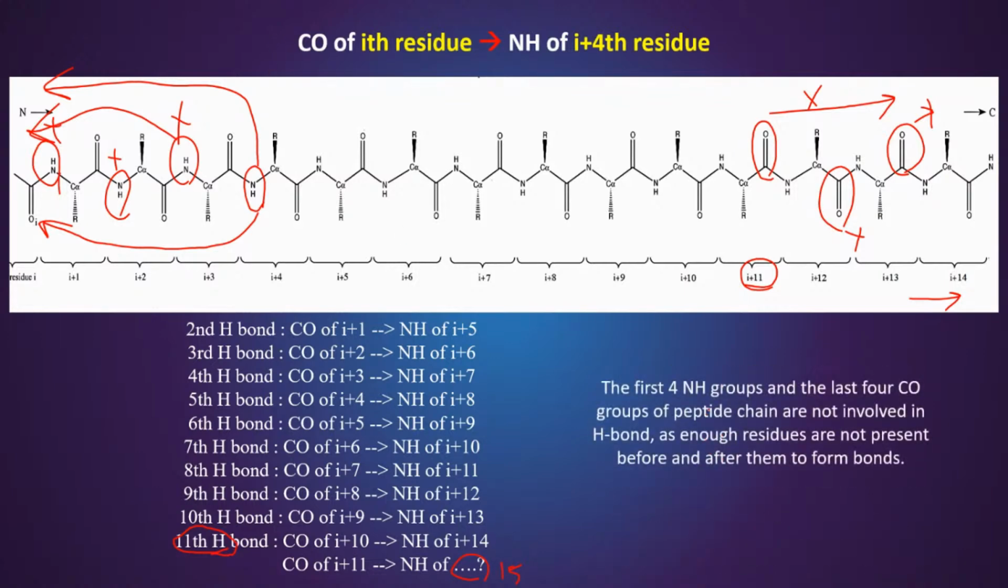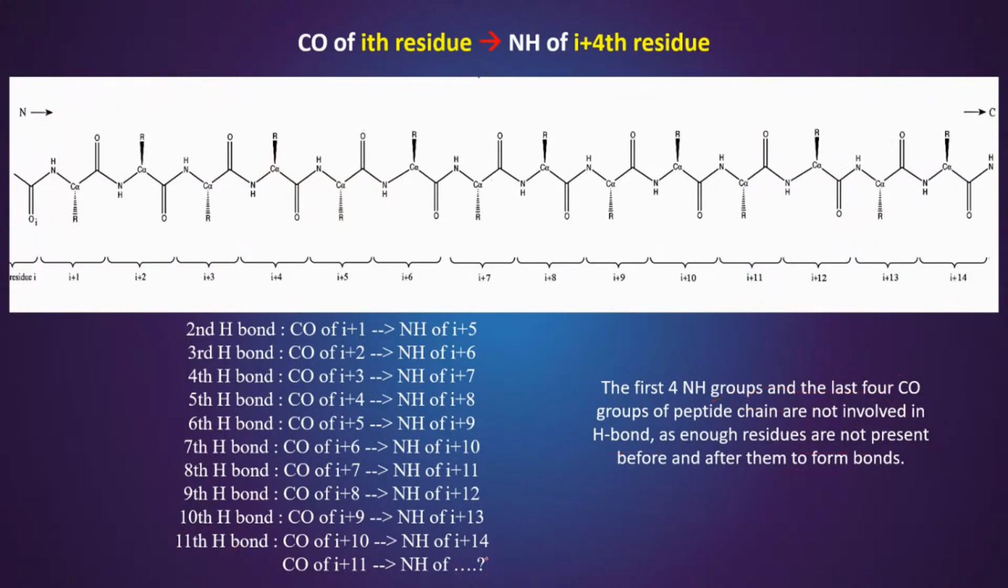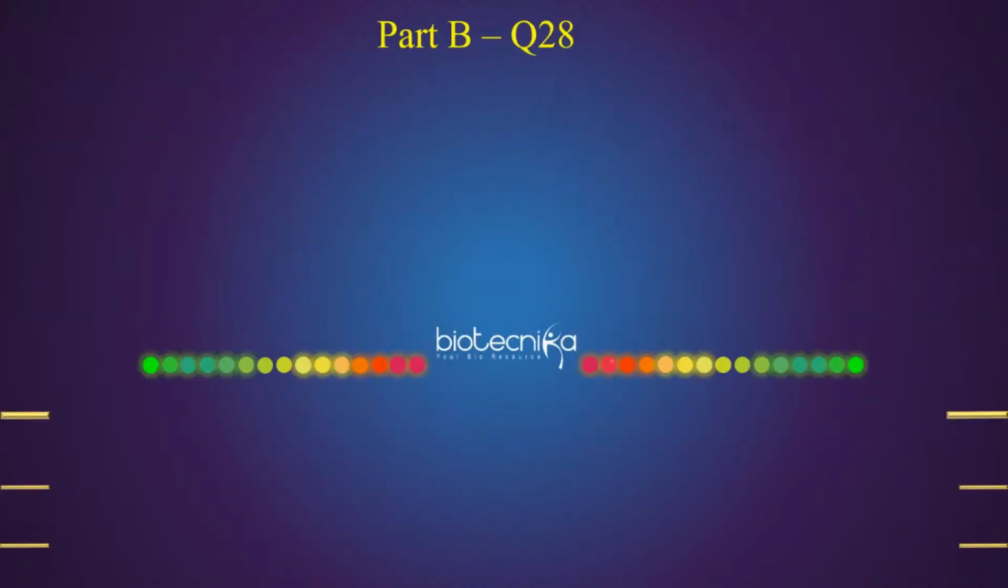So remember, the first four NH groups and the last four CO groups are not involved in hydrogen bonding, as enough residues are not there. So it was a tricky question. Somebody would even have started the hydrogen bonding from here, so it's only till however many NH groups you had. I hope you got that question. Yes, Amit, did you answer that question? Did you get it correct?